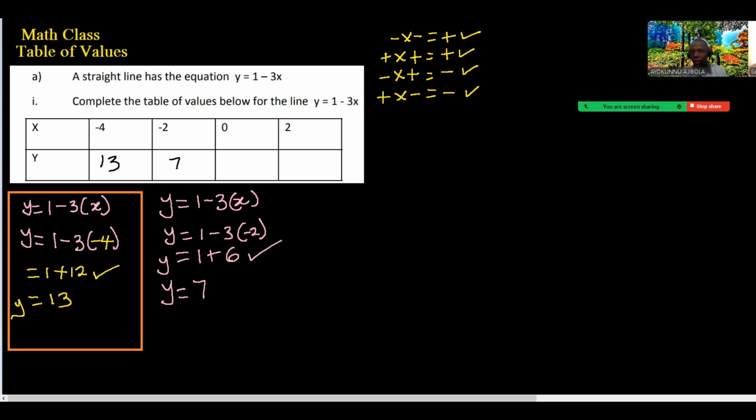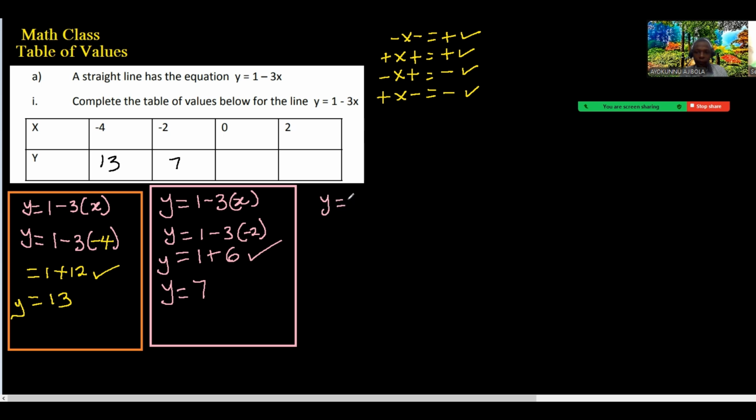Now, what's the next value of x on the table? After minus 4, after minus 2, what's the next value on the table? It's going to be 0. So we're going to use the same equation. Can you read the equation for me now? What's the equation we're using? We used it here. Give me the equation again.